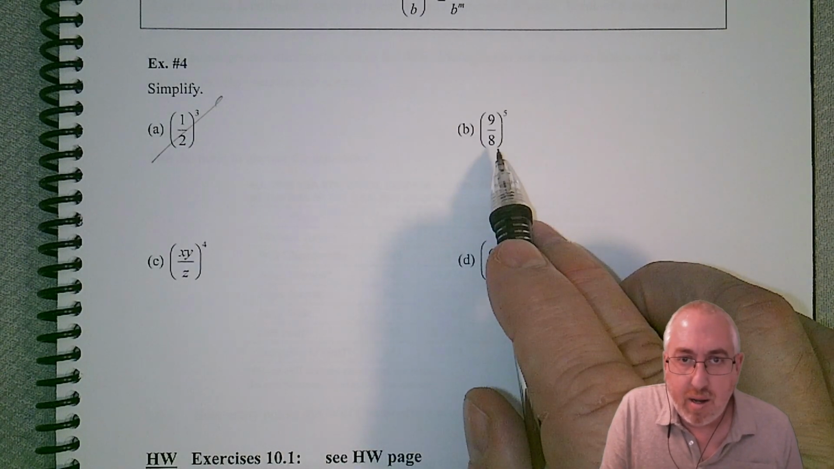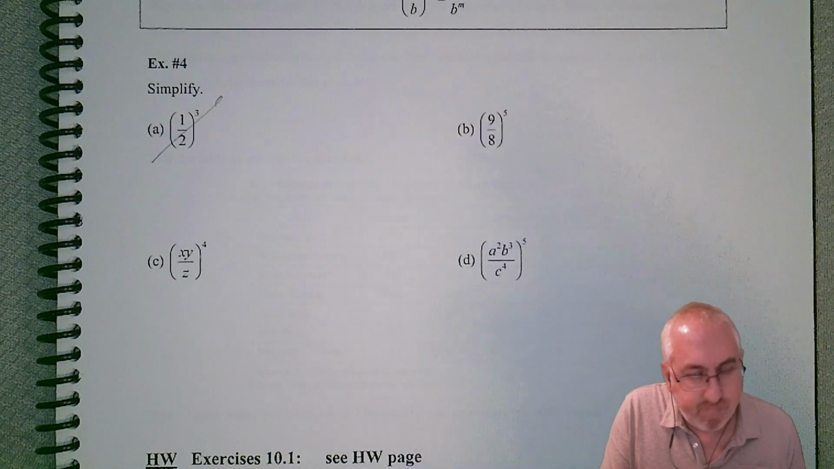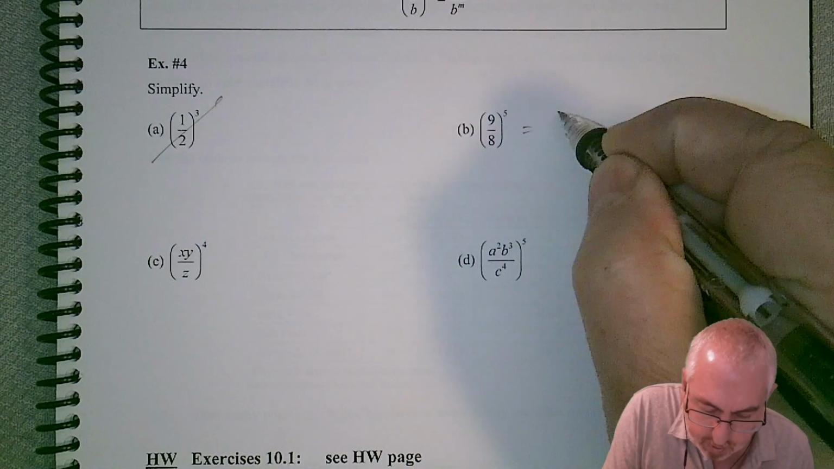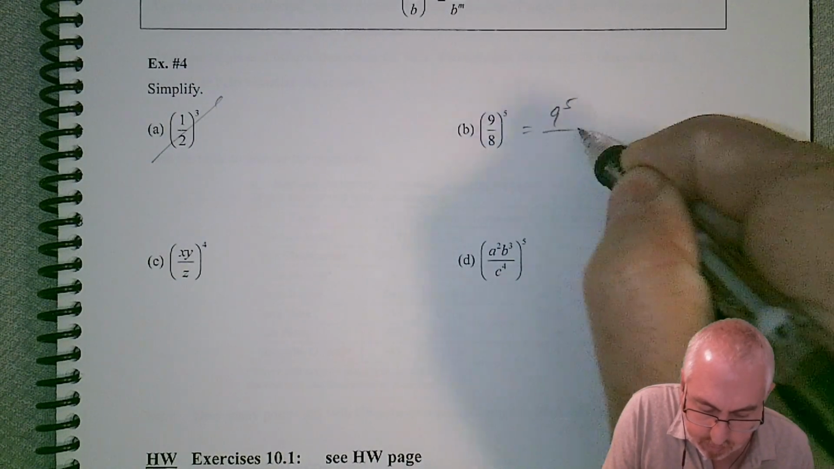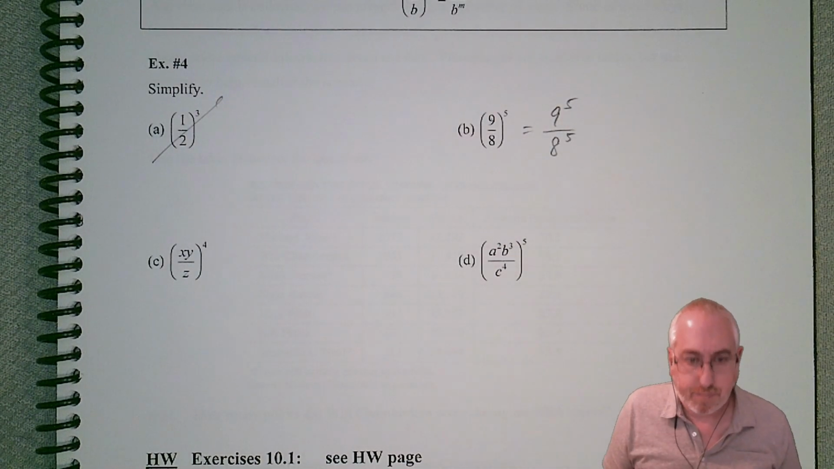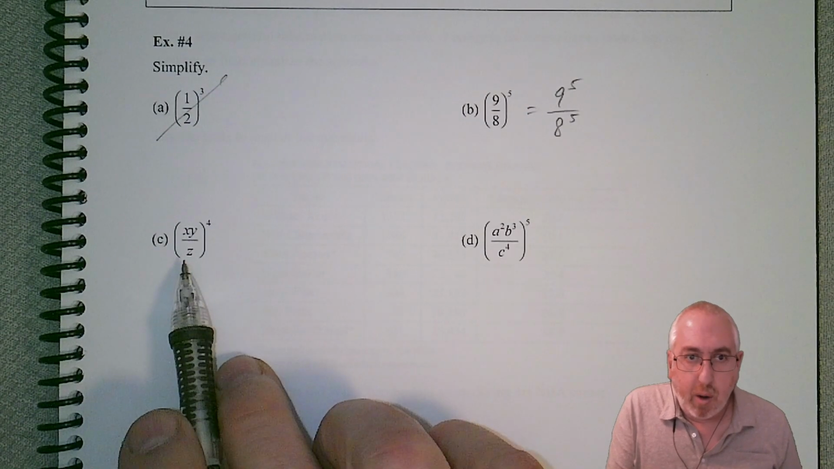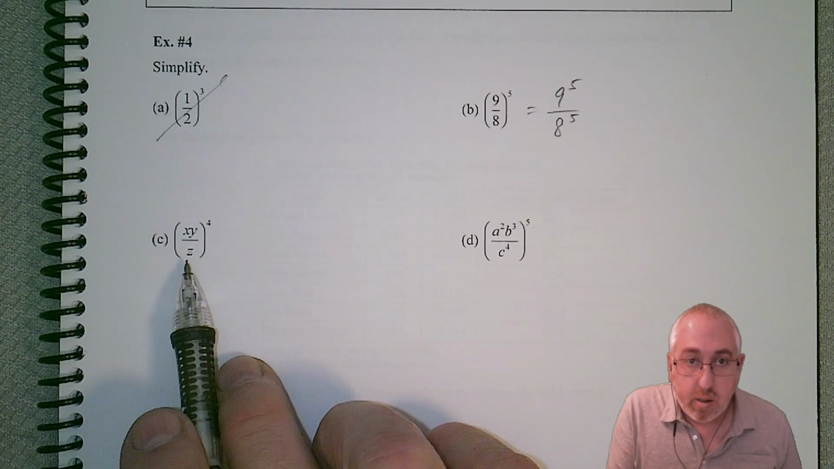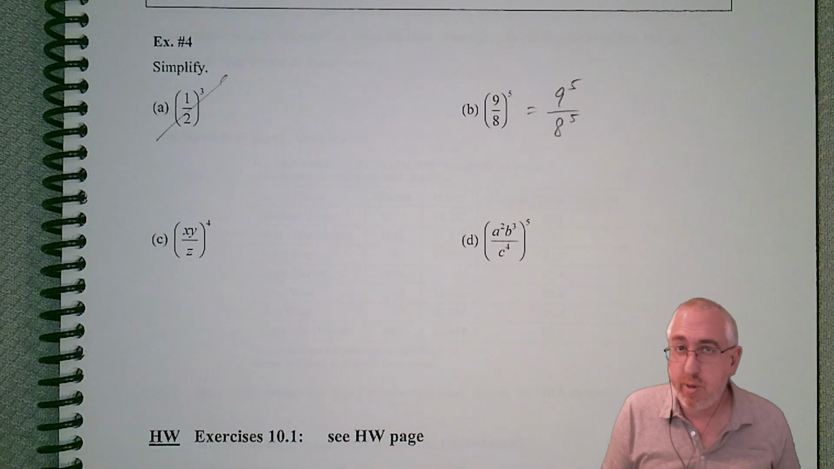9 over 8, all raised to the 5th. Pretty cut and dry, right? 9 to the 5th over 8 to the 5th. Done. Now what about xy over z all raised to the fourth power. So what do you think about that one?